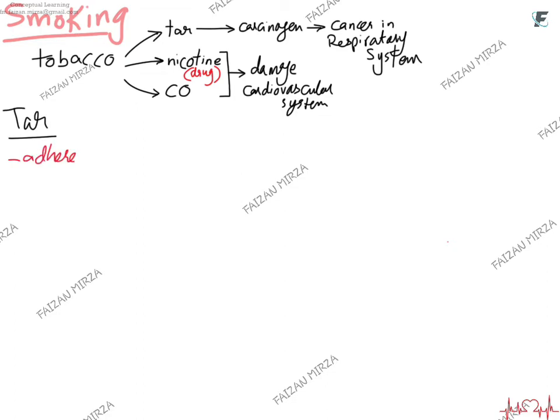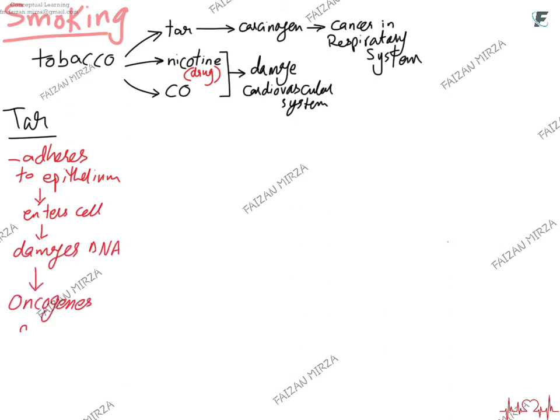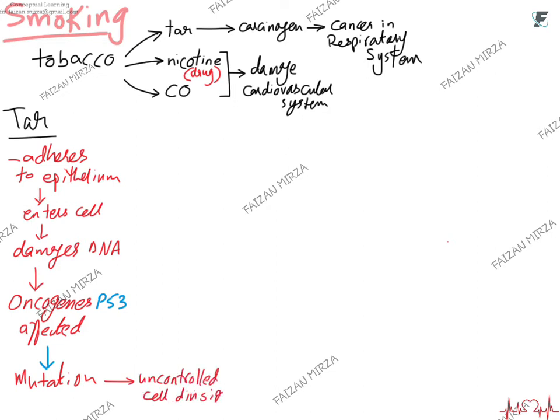So what's tar doing? It adheres to the epithelial lining of the airways. Being adhered there, it enters into the cell, it damages the DNA, it transforms the oncogenes, and when the oncogenes are affected, particularly p53 or some other genes, they can undergo mutation. And this causes uncontrolled cell division to go on and on. This causes a tumor to form. The tumor is at the primary site. We say that the tumor has set in the lung.